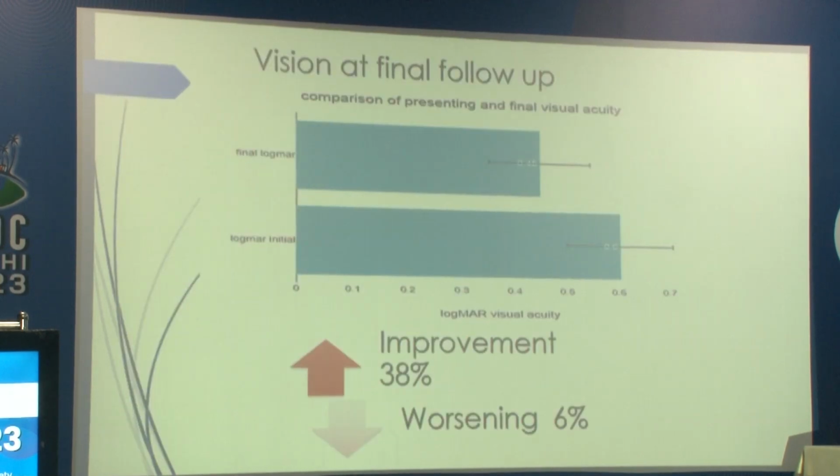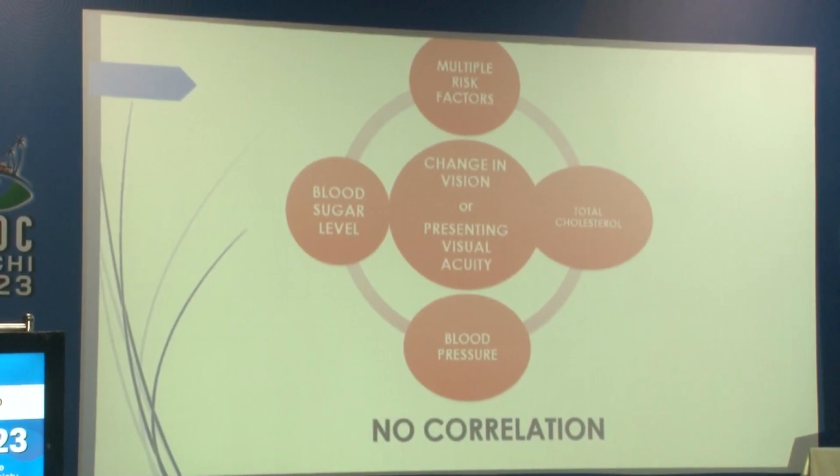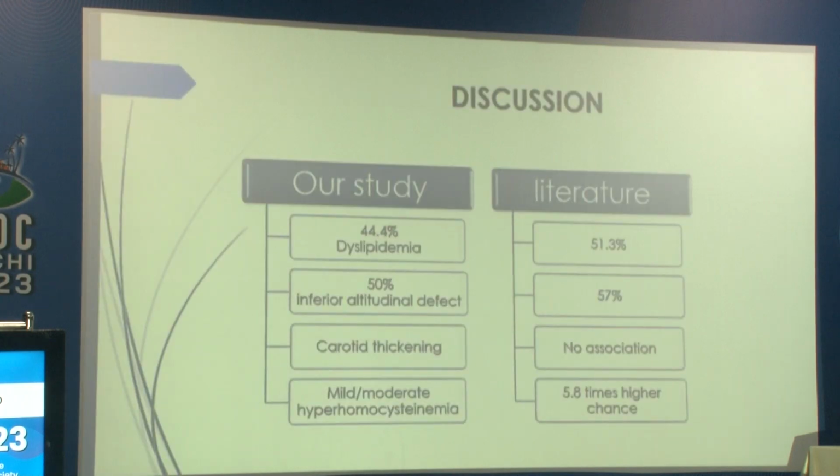mild elevation. We also analyzed whether the vision was correlating with improvement or worsening with various risk factors and blood parameters. However, there was nothing. And as I said, our study frequency is comparable with the literature, even though the literature does not show any association of carotid thickening, but our study has a significant frequency. If the other established risk factors are comparable, then this would also be a true one.